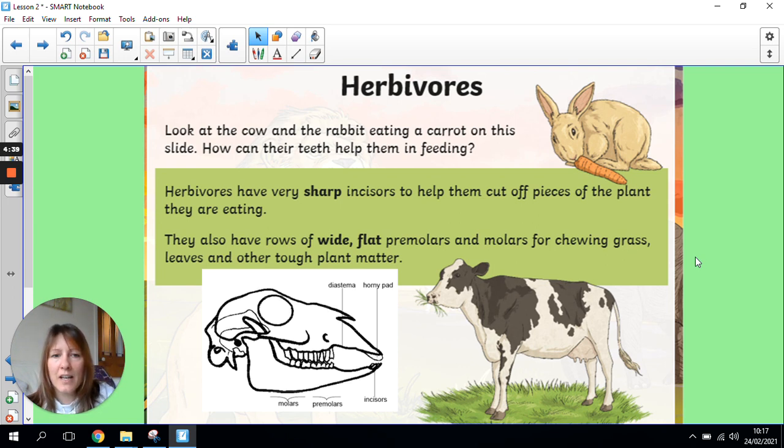So they'll have sharp incisors, but then they will also have rows of very wide, flat premolars, because that grass or leaves or carrot, whatever it is that those animals are eating, still need to be chewed and ground down and swallowed. So this is a diagram of a sheep's skull, and you can see here they've got very sharp incisors at the front because they spend all day snipping away the grass, but then that grass goes to the back of their mouth, to their premolars and molars, where it gets chewed and flattened.